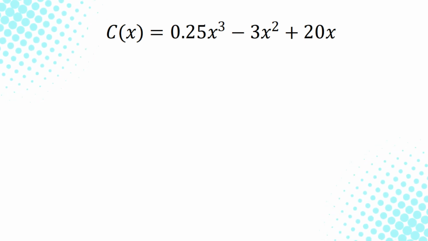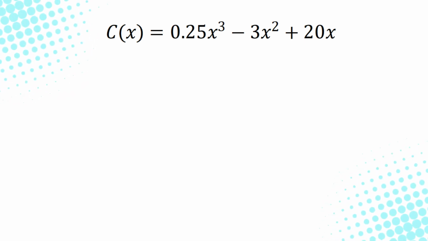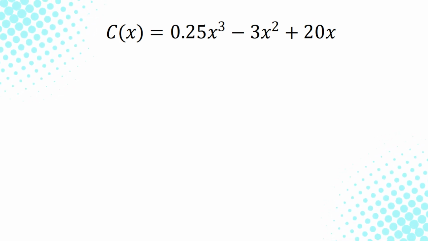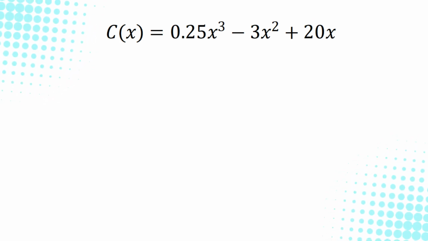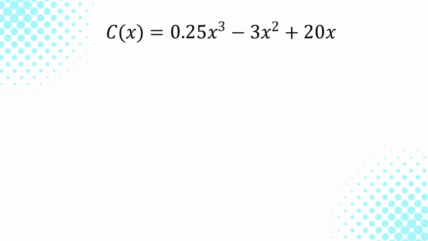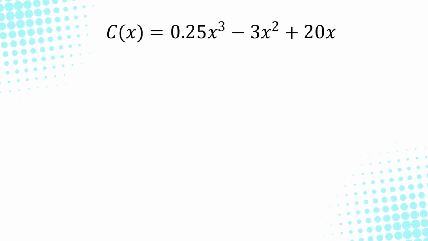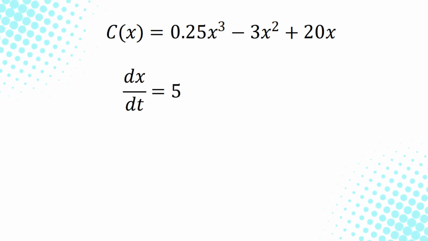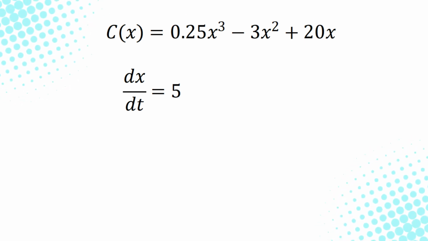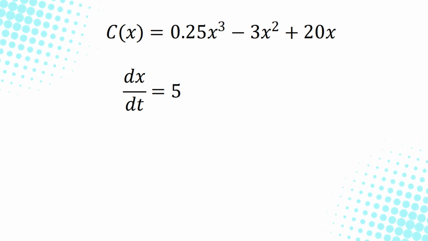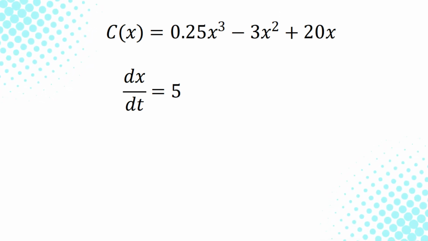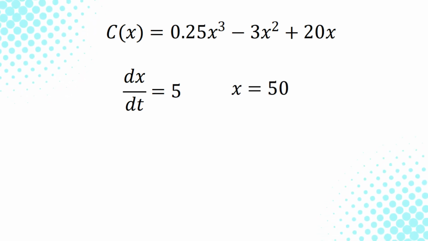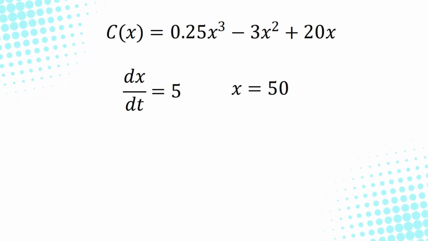So we are tasked to find how fast the cost is increasing given by the cost function c of x equals 0.25x cubed minus 3x squared plus 20x. The rate of production is dx over dt, and that is 5 per month. And the current output level is x equals 50.